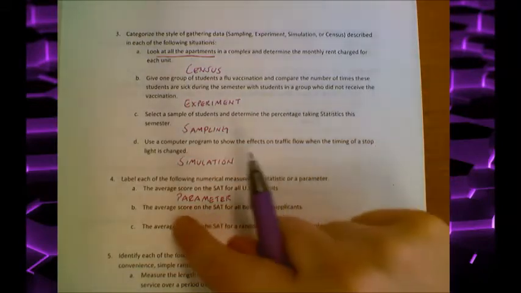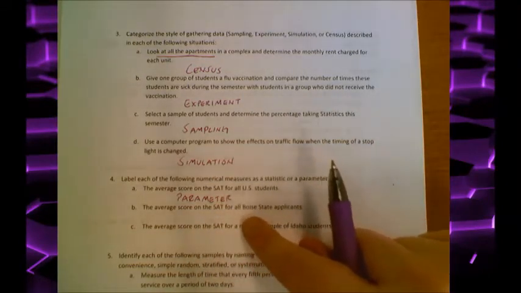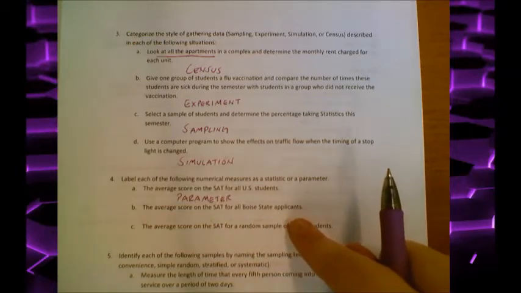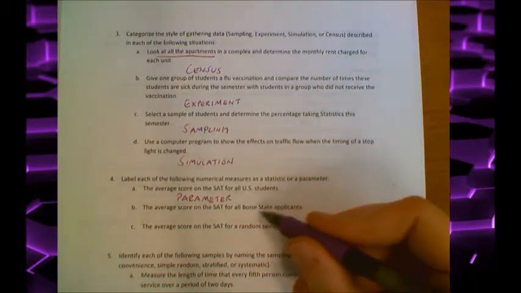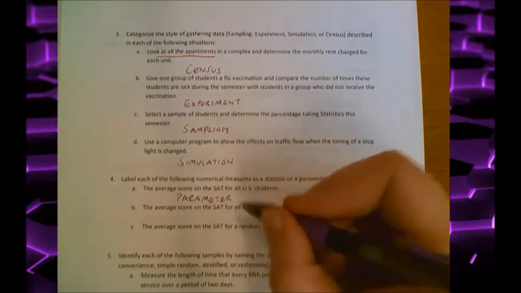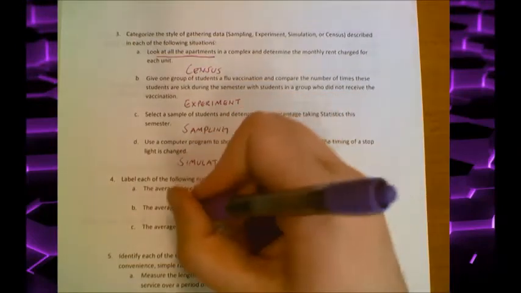For part B, the average score on the SAT for Boise State applicants. Okay. So again, we've got to look at what the population is. I'm clearly defining my population as Boise State applicants, and I'm testing all of them, so that's going to be a parameter.